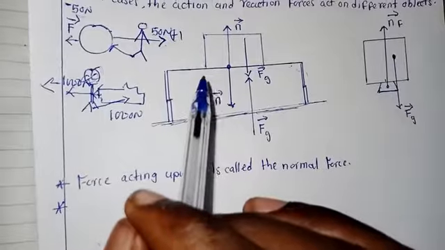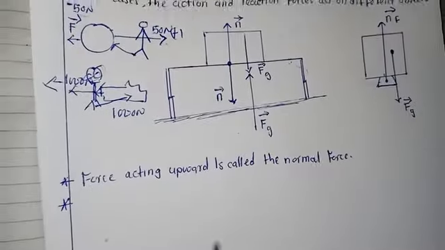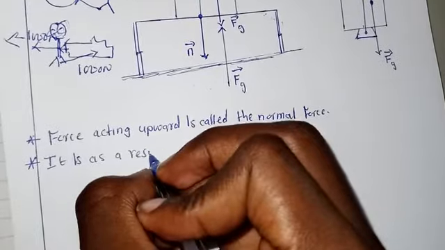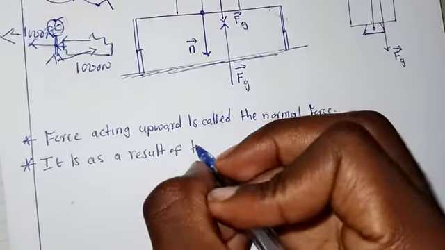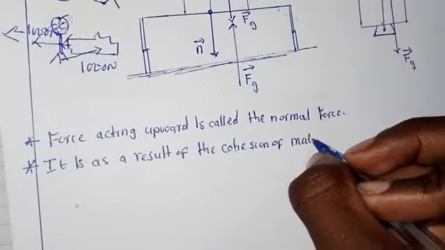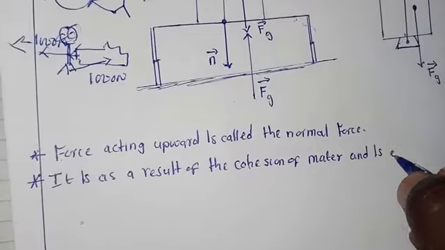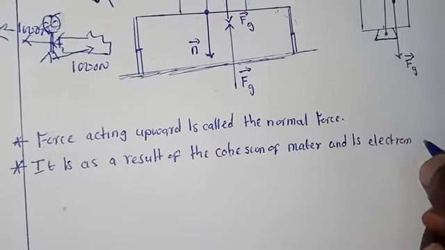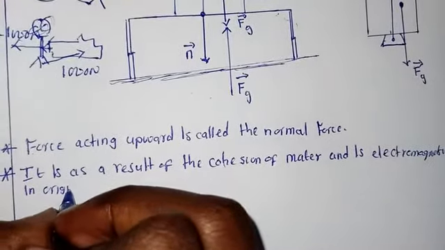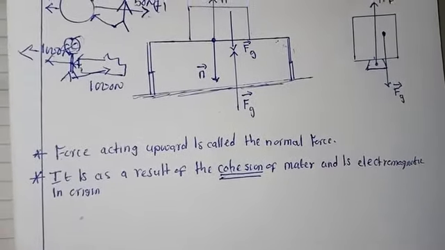Now, remember that this force is arising as a result of some contact because of friction, and contact between this table and the box itself. Therefore, we say that it is as a result of the cohesion of matter and is electromagnetic in origin. Keyword, it exists as a result of cohesion. Okay? As a result, electromagnetic in origin.